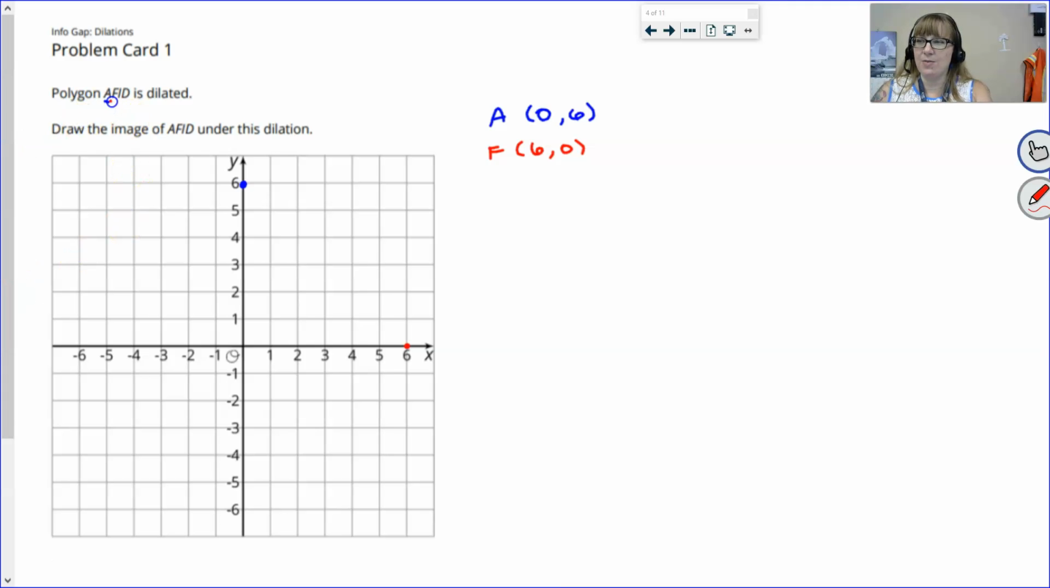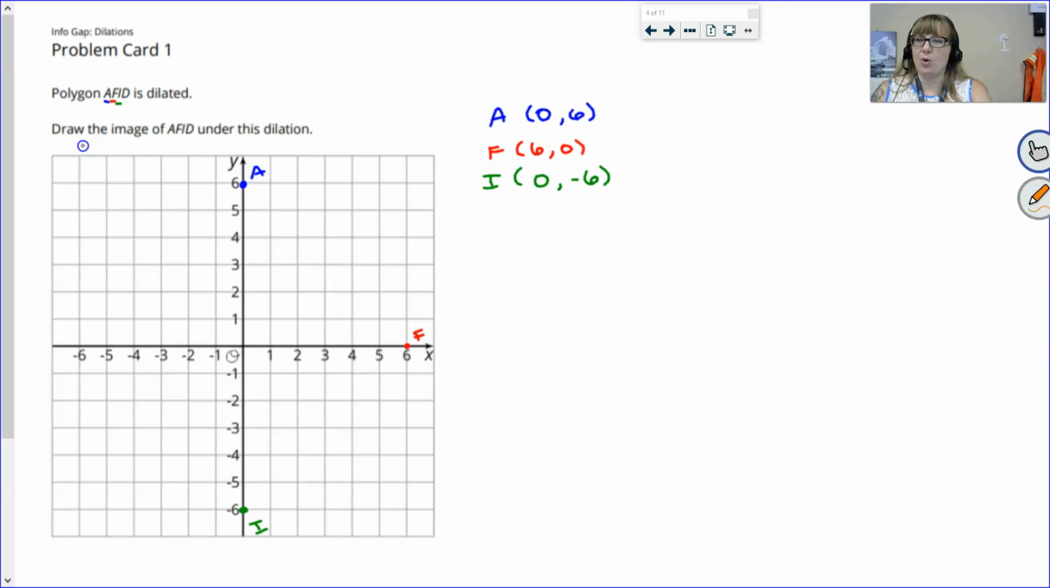We now have done F. So the next logical question to ask is, where is point I? And point I has the coordinates 0, 6. So you would take that and you would plot that point. I'm going to be a good mathematician using Math Practice 6 and being precise, and I'm going to go back and label these points that I did not label earlier.